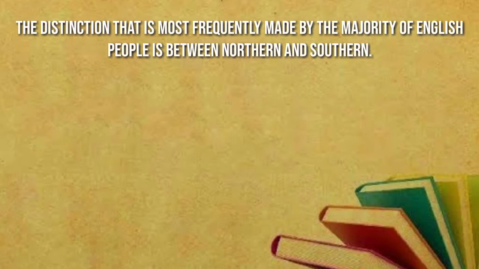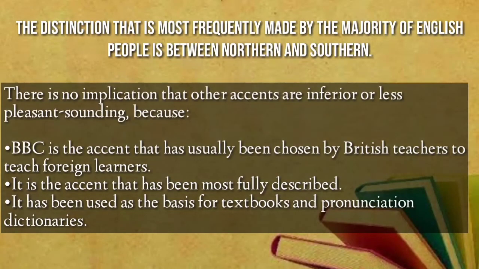The distinction that is most frequently made by the majority of English people is between Northern and Southern. There is no implication that other accents are inferior or less pleasant sounding. BBC is the accent that has usually been chosen by British teachers to teach foreign learners. It is the accent that has been most fully described. It has been used as the basis for textbooks and pronunciation dictionaries.